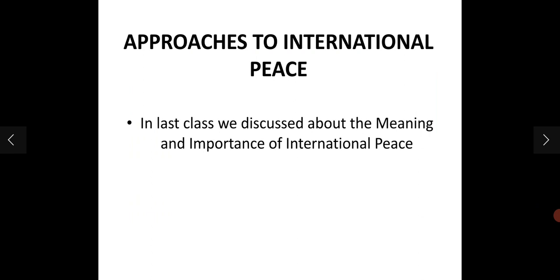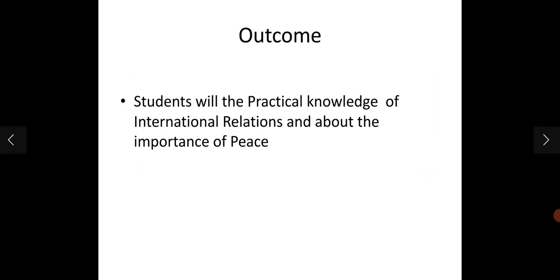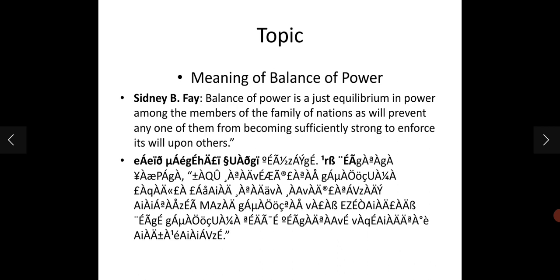In the last class, we understood the merits and demerits of balance of power. We will continue to understand some of the basic concepts of international peace. Students will have practical knowledge of international relations and about the importance of international peace.